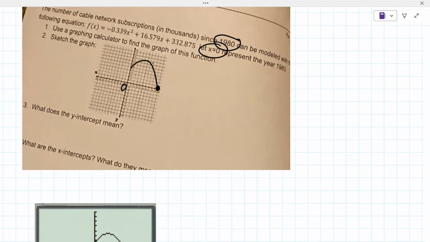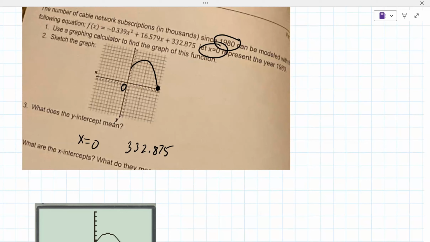So the y-intercept means the starting point, when x equals zero. I guess that's when the cable network subscription started. You might provide the year, like 1980. What are the x-intercepts?